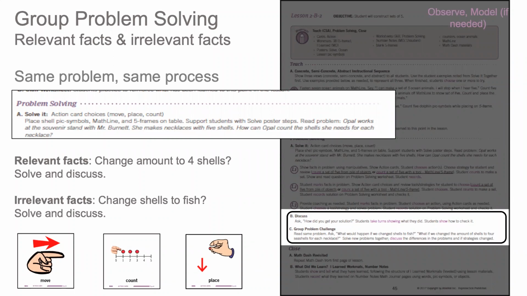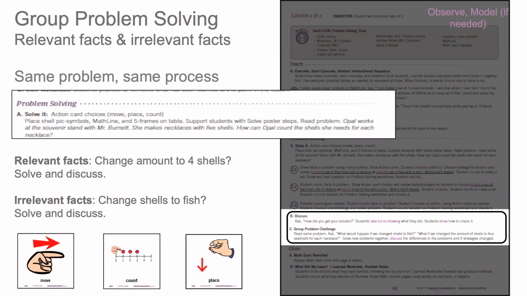During this activity, we discuss as a group what would happen to our solution if we changed relevant and irrelevant facts. So we can discuss, okay, what would happen if we changed the amount of shells that Opal needs to count to 4 shells? And then we'll solve and discuss. Does that change our answer? Well, yes, it does. 4 shells is less than 5.